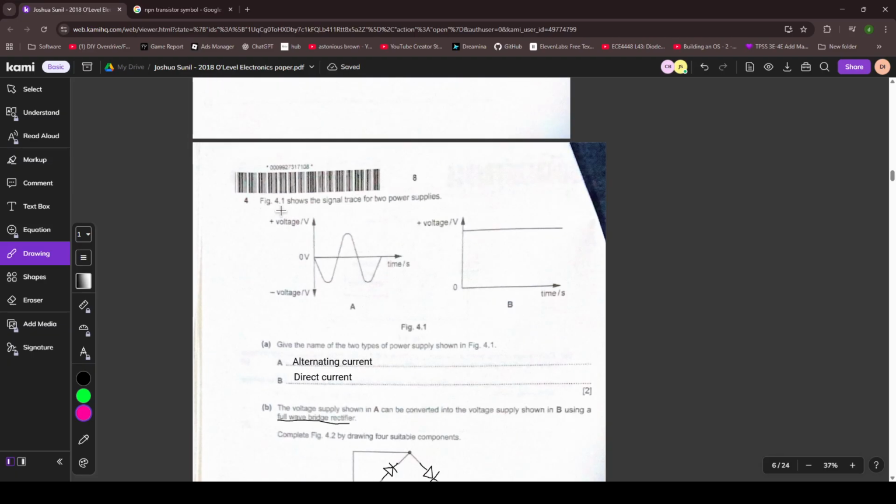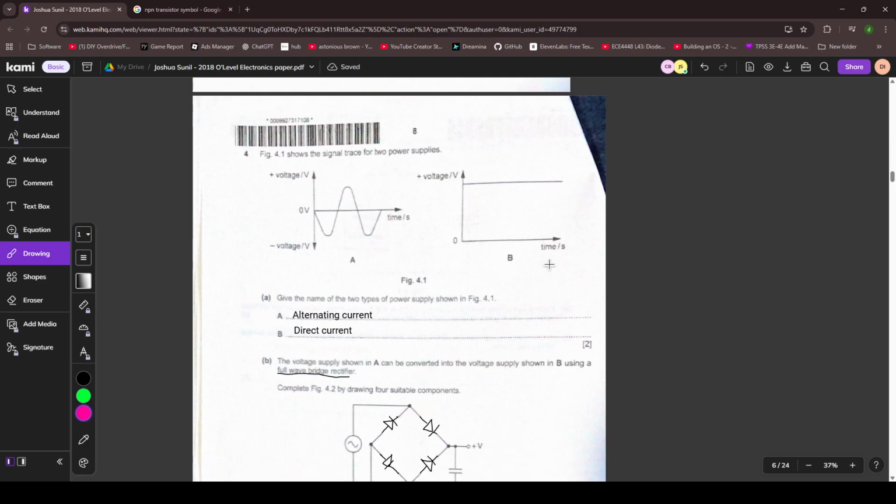Figure 4.1 shows a signal trace of two power supplies. Give the name of the two types of power supplies shown in the figure. Bro, this is the current type. This is not the type of power supply. Power supply means like batteries, like function generator. So this is wrong. For A, you pretty much only can say function generator. For B, you can say batteries or you can say power supply.